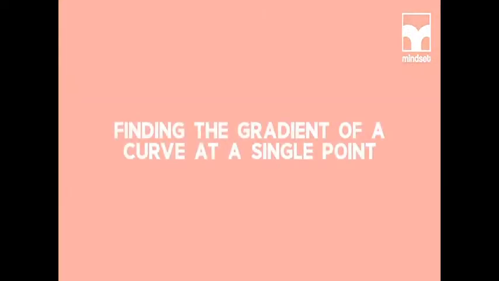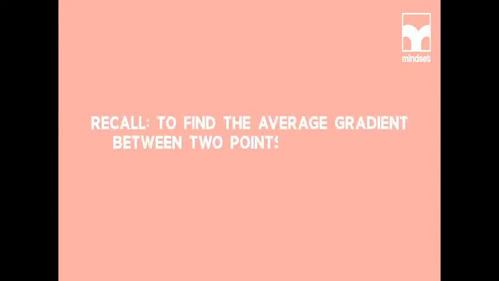Finding the gradient of a curve at a single point. Recall, to find the average gradient between 2 points, we use the formula m equals the change in y values, delta y, divided by the change in x values, delta x, which equals y2 minus y1 all over x2 minus x1.